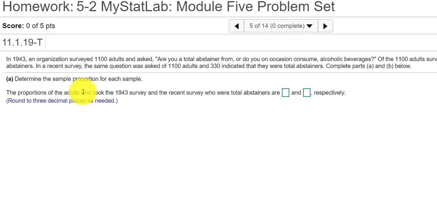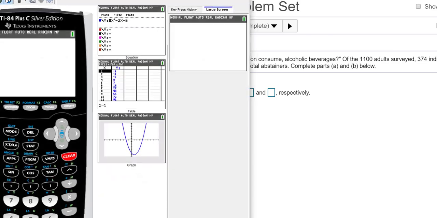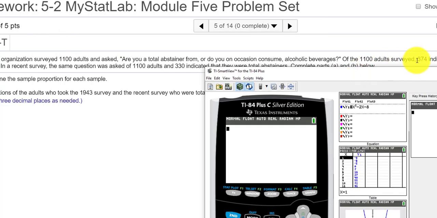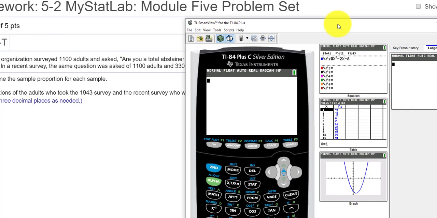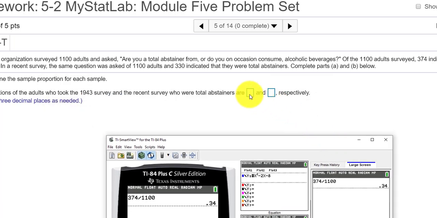So the proportion of adults who took the 1943 survey that were abstainers would be 374 out of 1,100. I will do that in my calculator: 374 divided by 1,100. That gives me 0.34. So I'll enter that here.